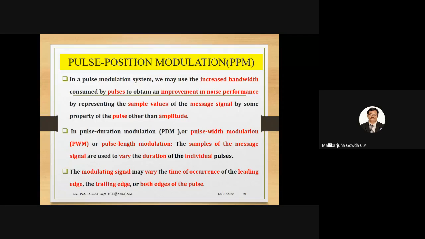Here the modulating signal may vary the time of occurrence of the leading edge, the trailing edge, or both edges of the pulse. That is known as pulse position modulation. With these two techniques, pulse width modulation and pulse position modulation, as I said, we will find an improvement in noise performance, at the cost of increased bandwidth. Hope I am clear.